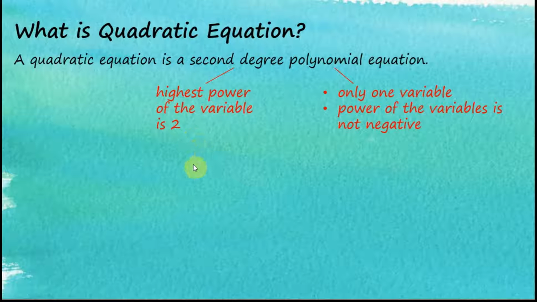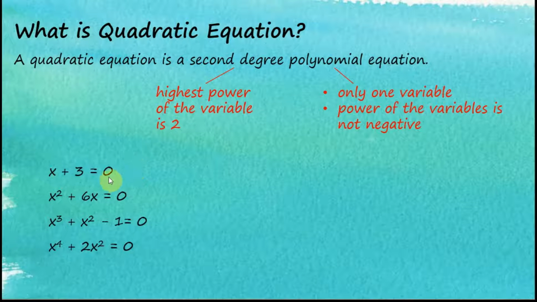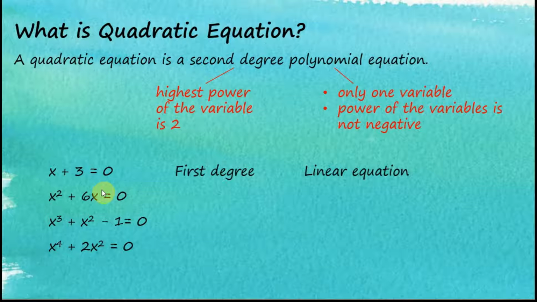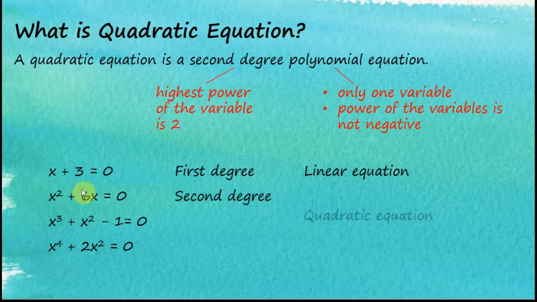Now let's see these examples of equations. For the first equation, the highest power of the variable is 1, and therefore this is a first-degree polynomial equation, and we have a special name for it. We call it the linear equation. The second equation has the highest power of 2 in the variable, and therefore this is a second-degree polynomial equation, and we just learned that the name of this equation is the quadratic equation.